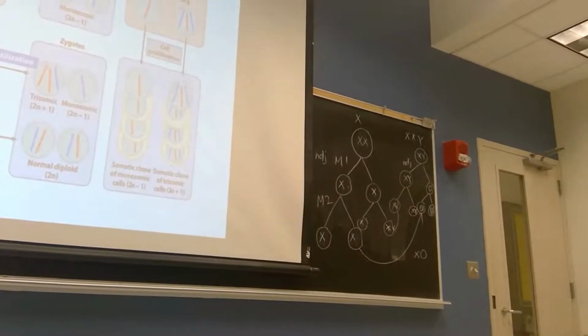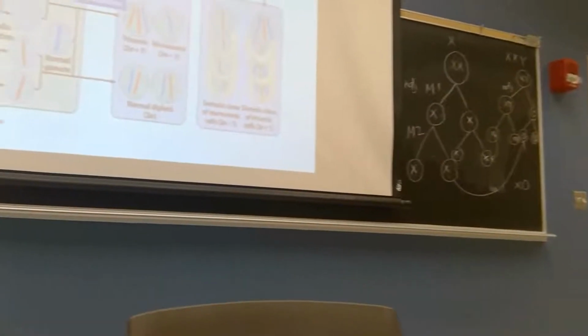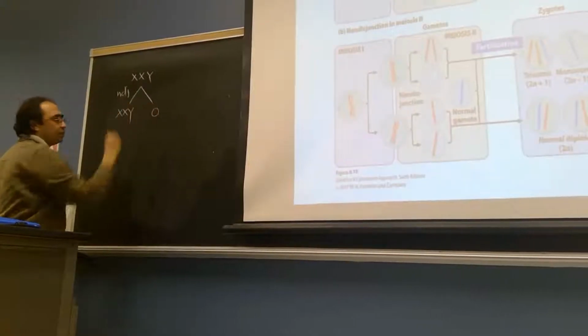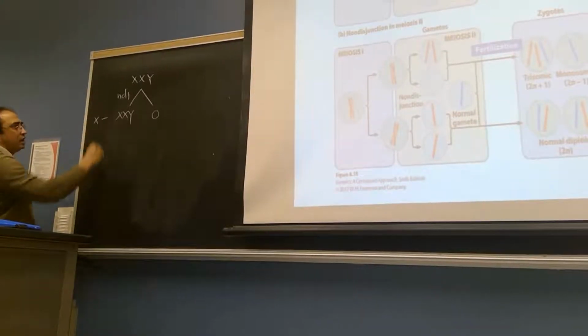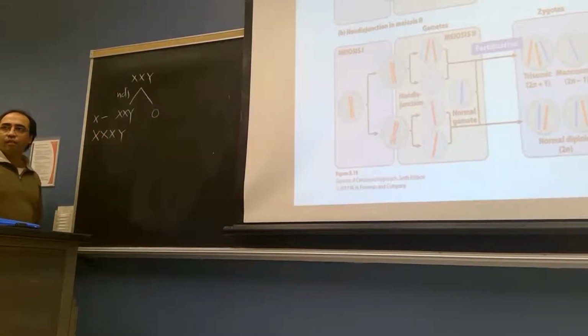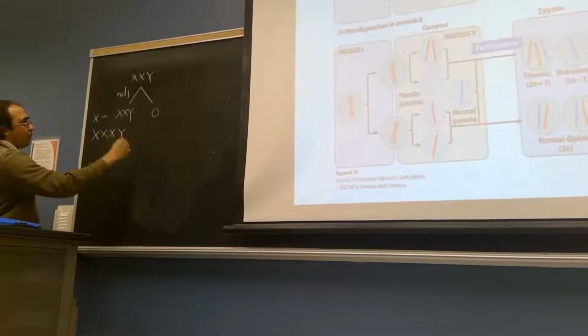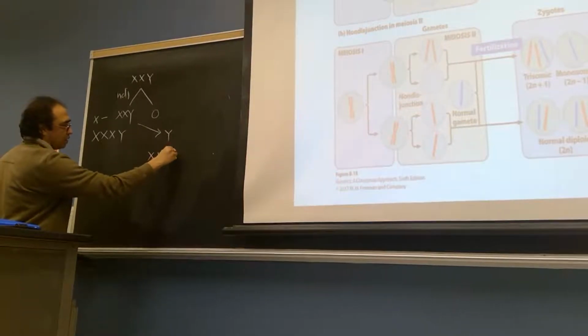If they are fertile, if they can produce gametes, then there is a chance that this is a Klinefelter. If this one fuses with a normal X gamete, then we will have super Klinefelter. If this fuses with a normal Y gamete, then we will have this condition.